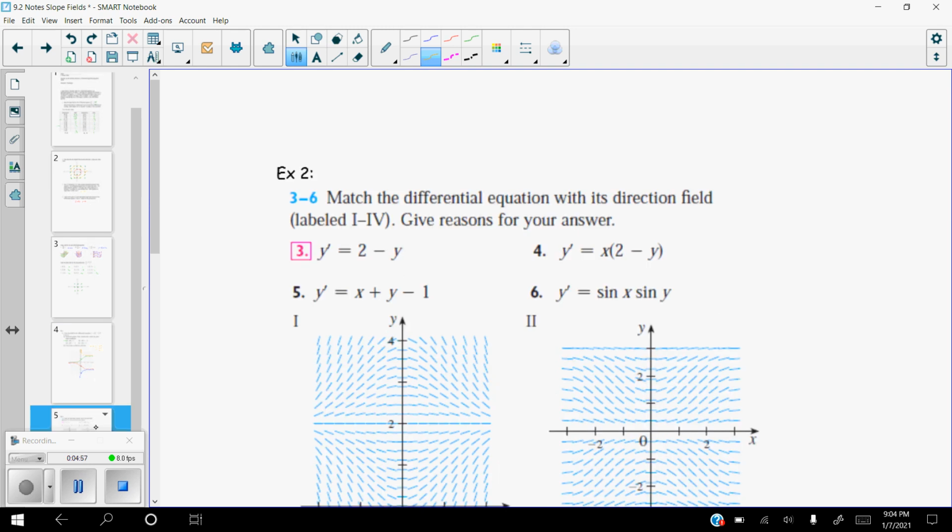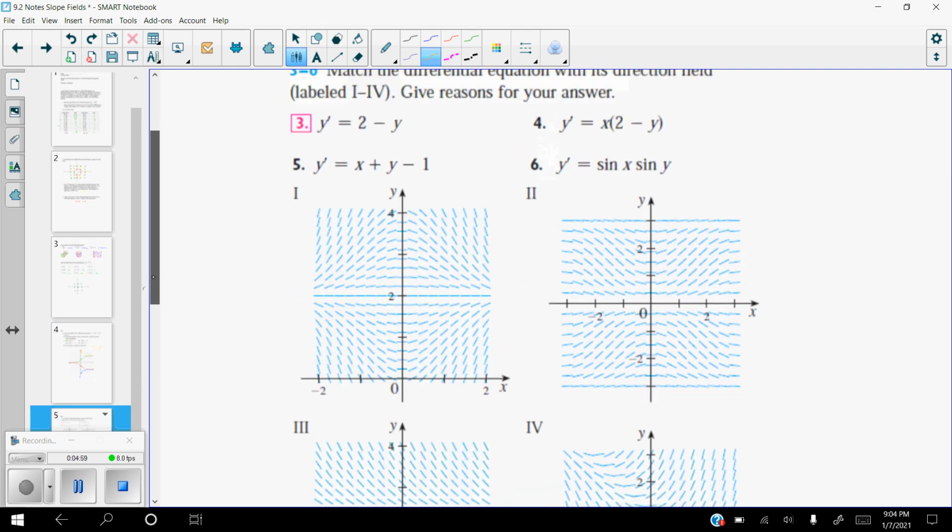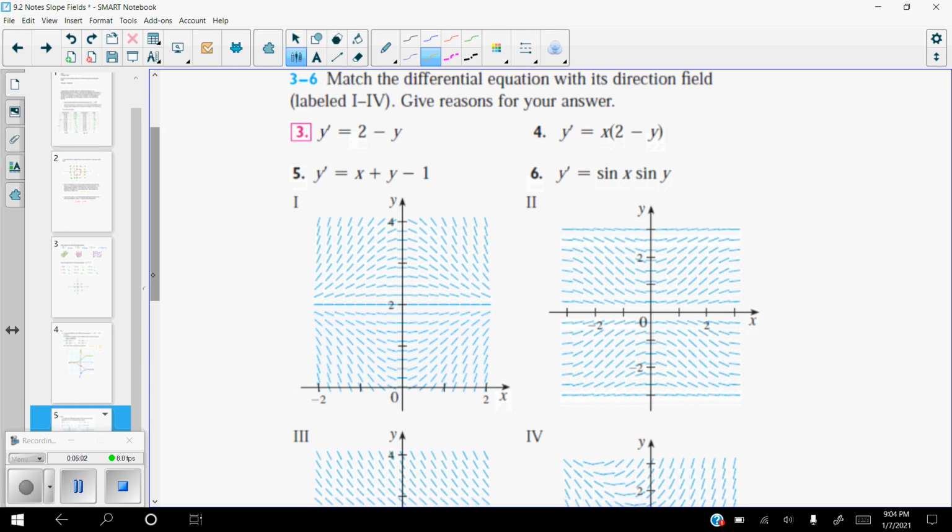All right, one more. This is going to be a bit of a matching problem, and I will do my best to give you what I look at to do these, because everybody comes up with their own way. We want to match the differential equation with the direction field, and then give reasons for your answer. I'm going to give those reasons to you as we go through, more verbally than anything else, and I'll try to point to things using the marker here as well. We could do this in multiple different ways.